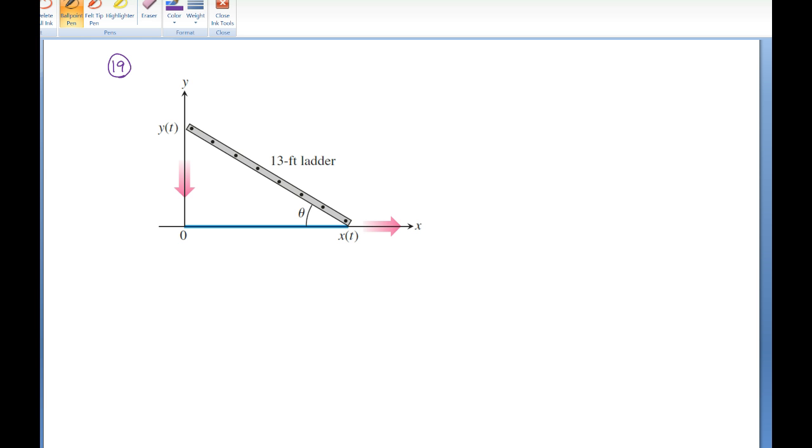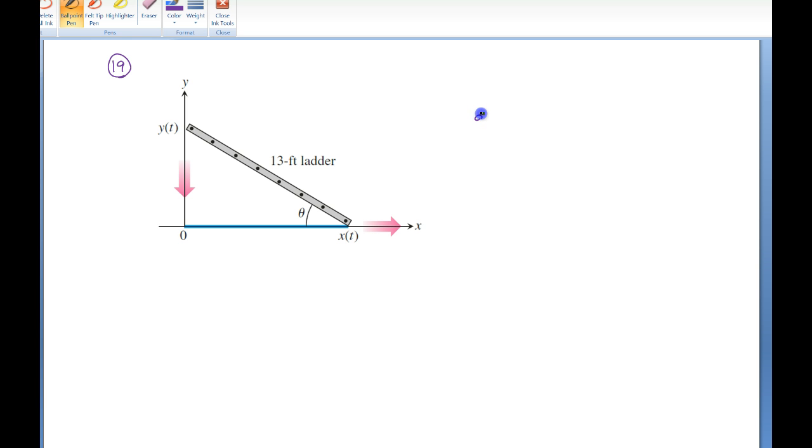Number 19. I believe I have something similar to this on the test, so you might want to start it. So a 13-foot ladder, like here's our 13-foot ladder, is leaning against a house, and the base starts to slide away. You can see the arrows, the ladder is falling. As it goes out this way, the top of the ladder is falling down.